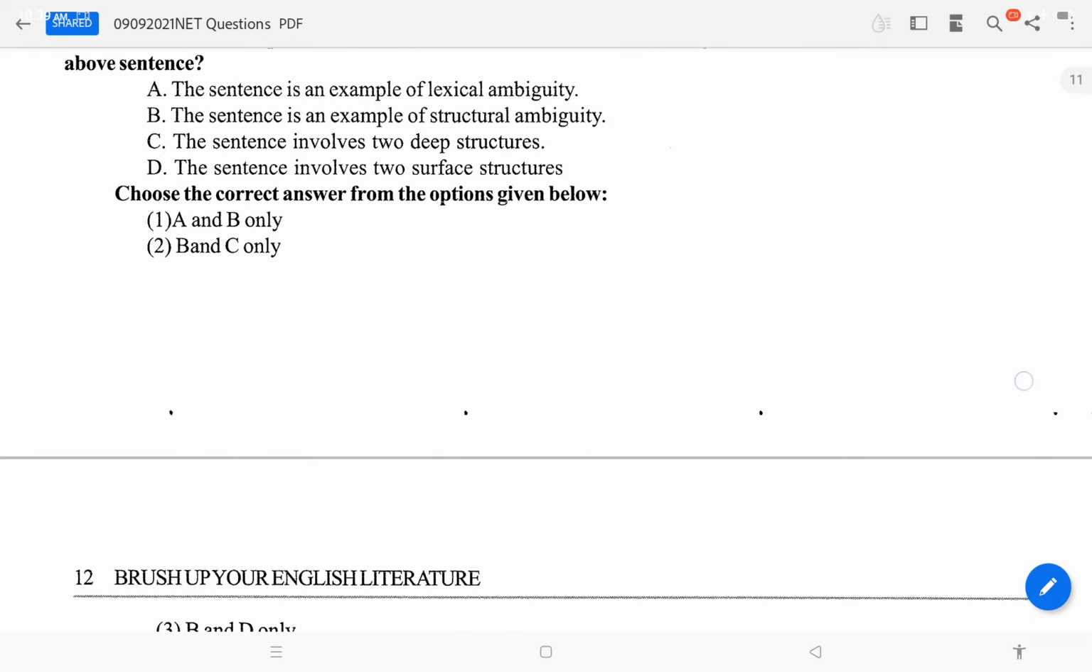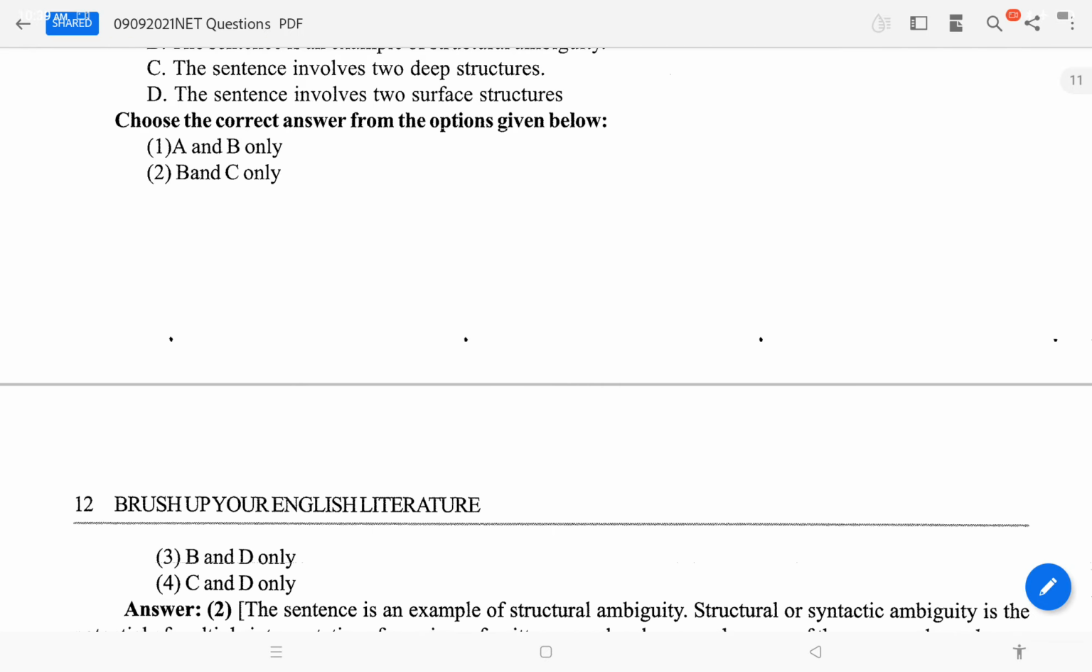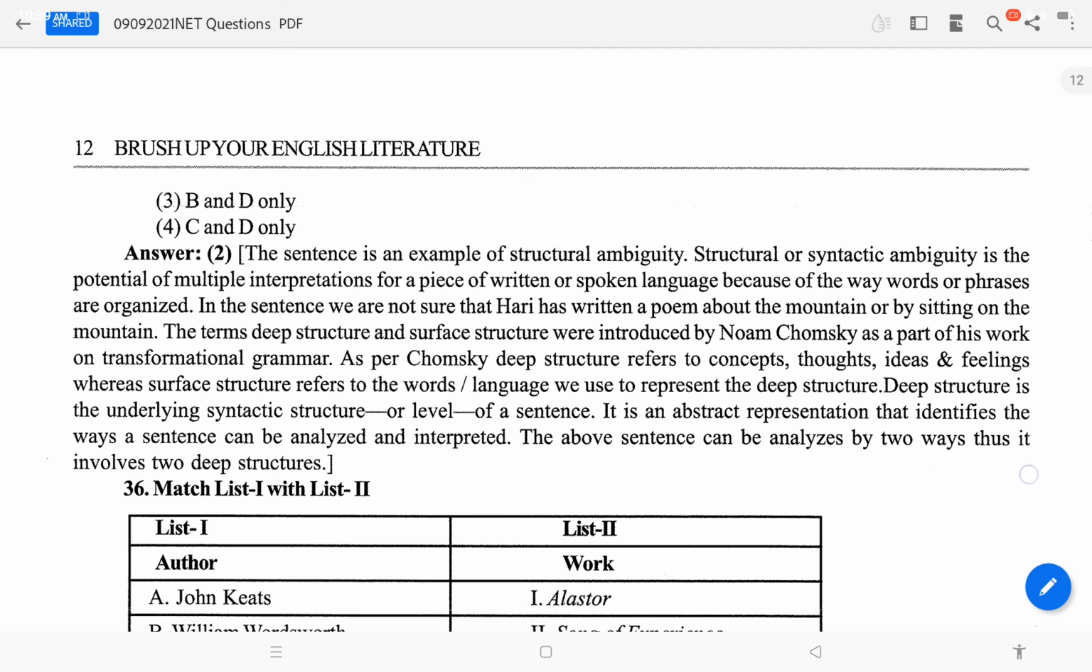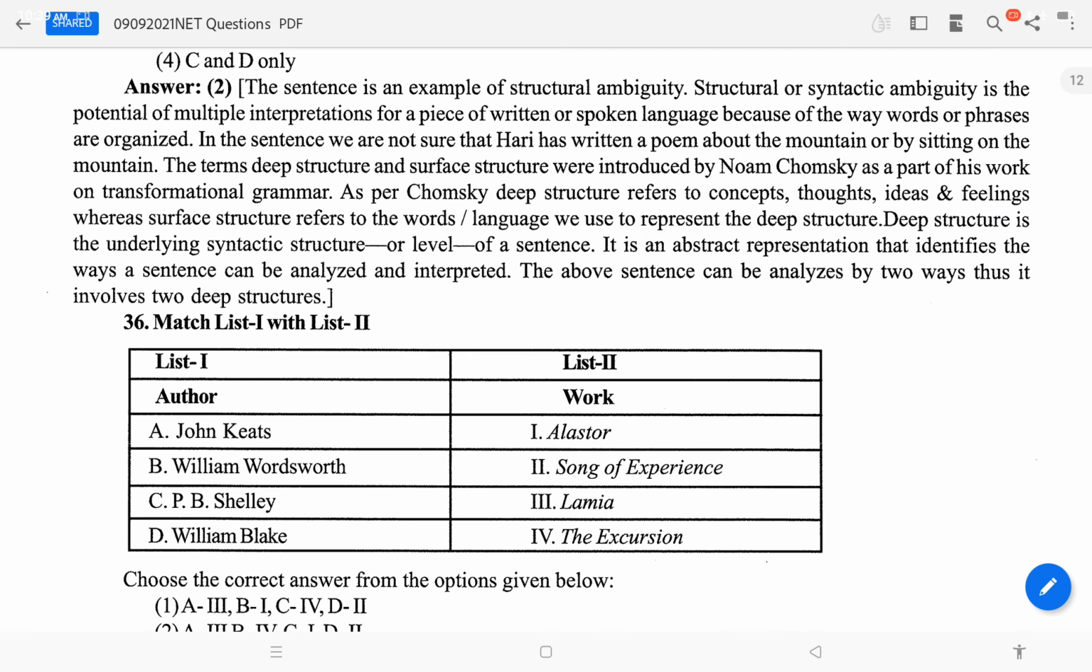Then C means the sentence involves two deep structures. Let's see the explanation. The sentence is an example of structural ambiguity. Structural or syntactic ambiguity is the potential of multiple interpretations for a piece of written or spoken language because of the way words or phrases are organized. In the sentence, we are not sure whether Harry wrote a poem about the mountain or while sitting on the mountain.